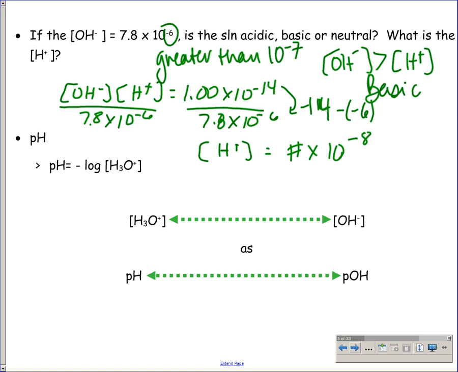Okay, so here's one pH formula that you need to know. You probably already know it. Don't forget that hydronium can also be written as H+.